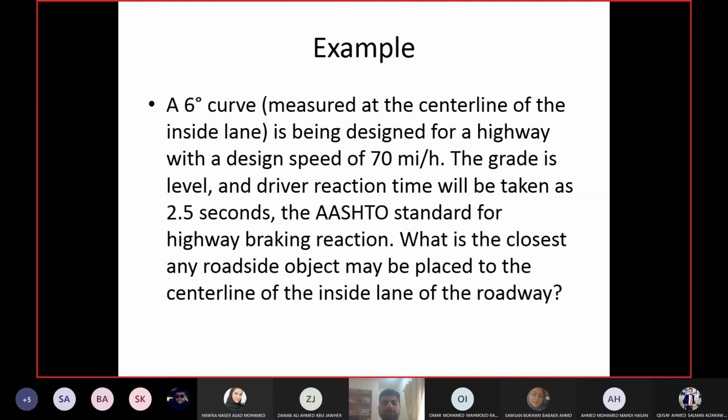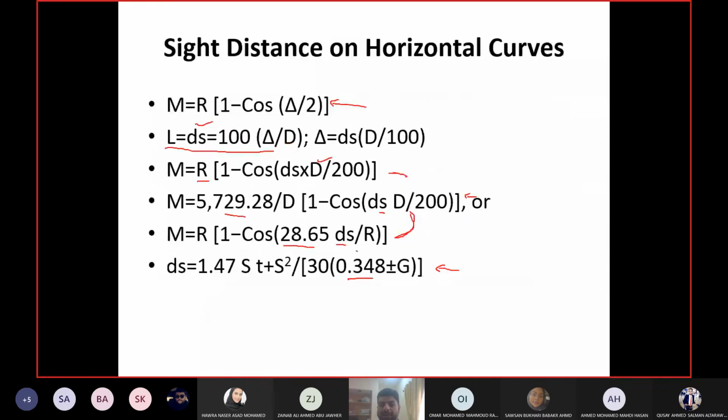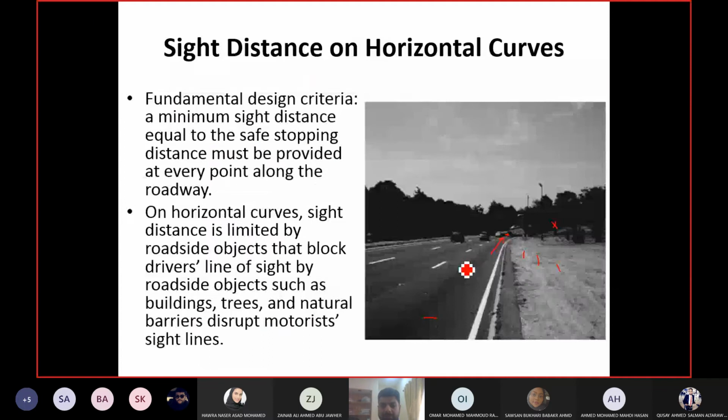Now let us look at an example. We have a 6-degree curve which is measured at the center line of the inside lane. Now, if you go back here, see there are a number of lanes here. This lane is closer to the object, and this lane is comparatively far from the object. So this lane is more critical than the other one, because of two reasons. First, it is closer to the object, so the object has more effect on the line of sight. Secondly, the inside curve will be sharper as compared to the outside curve, right? Outside lane will have a bigger curve, more radius.